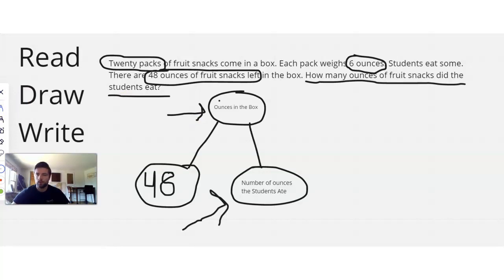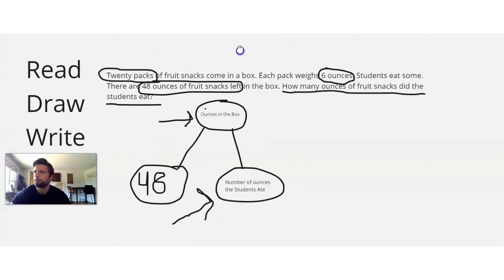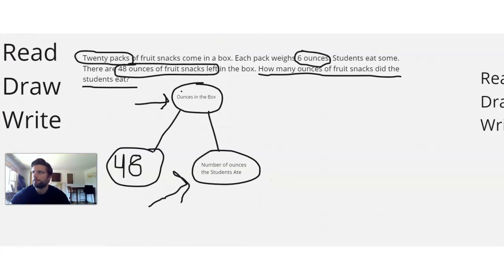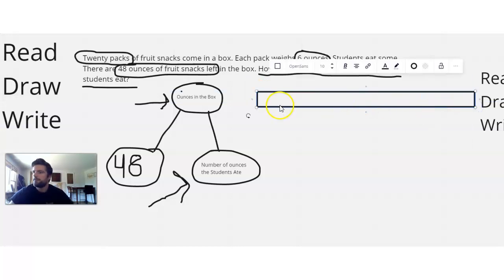And for this, we're going to draw another picture, and we're going to use a tape diagram. So in our tape diagram, we will have a number on top, which is going to be a question mark. That's the number we're trying to figure out. And then we got to figure out how many packs come in the box. So 20 packs come in the box.